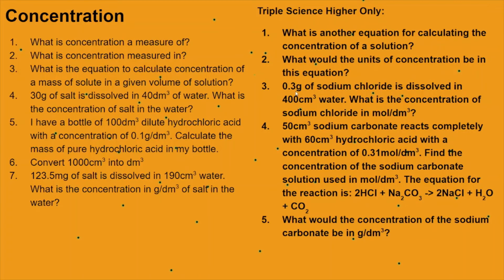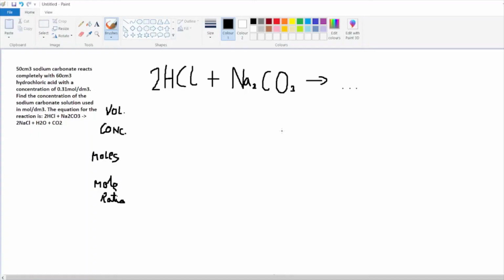If you don't know what to round it to, round to the same amount as all the rest of the data is rounded to. So if you see all the data is written to 1 dp, you write your answer to 1 dp. Okay, now here is the very, very hard concentration question.